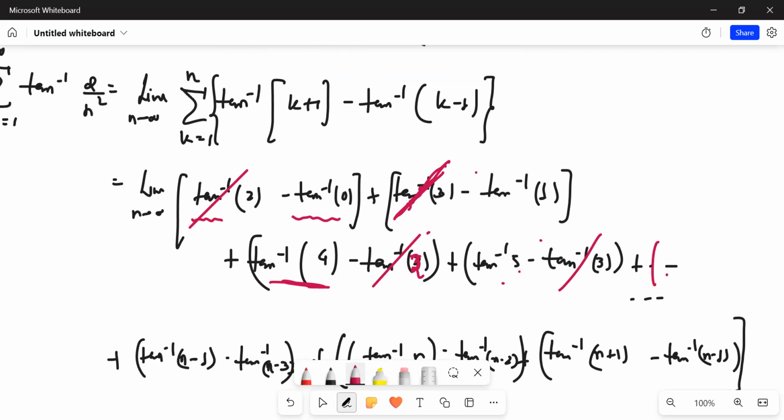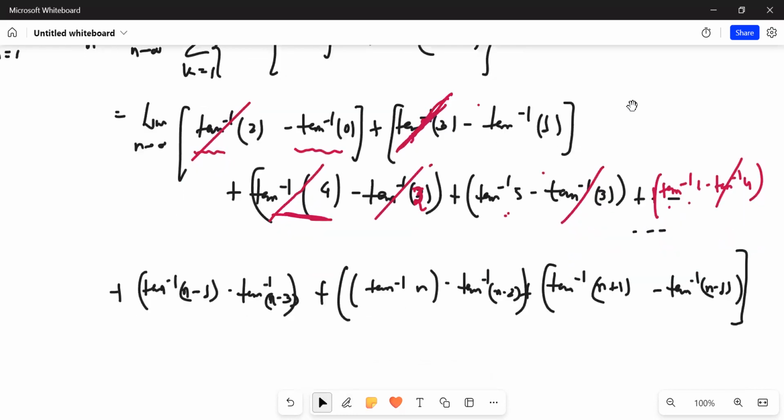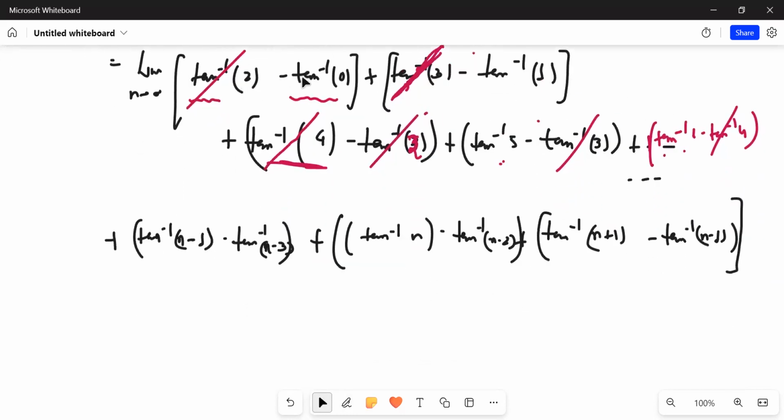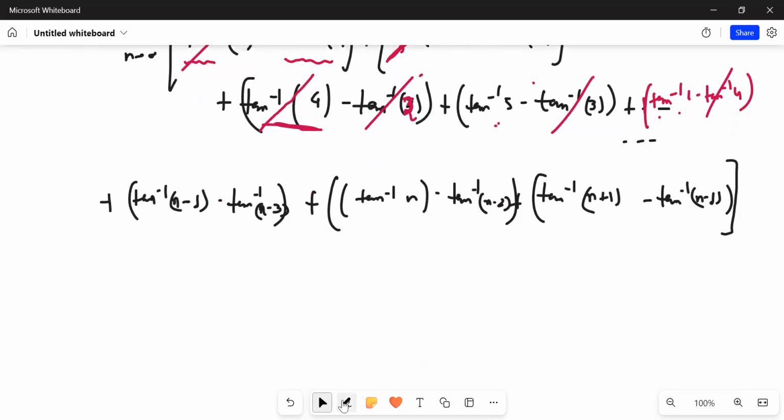If you just think, what is tan inverse 5? So the next bracket would be what? Next bracket would be tan inverse of 6 minus tan inverse of 4. Clearly, the former part of a bracket is being cut by the next bracket's latter part. So tan inverse 1 would survive anyway. Tan inverse 0 is 0. Forget about it.